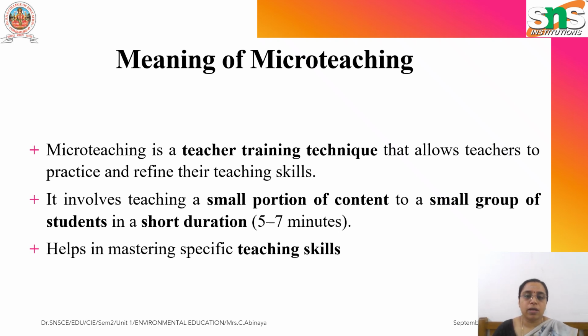For example, the skill of questioning, the skill of explaining a concept, the skill of reinforcement, or even something as simple as the skill of blackboard writing, how effective we are in writing on the blackboard. That is the usage of the blackboard. The most important part is that micro teaching is not just about teaching, it is about teaching, observing, and receiving feedback. So this continuous loop helps the teachers improve step by step.